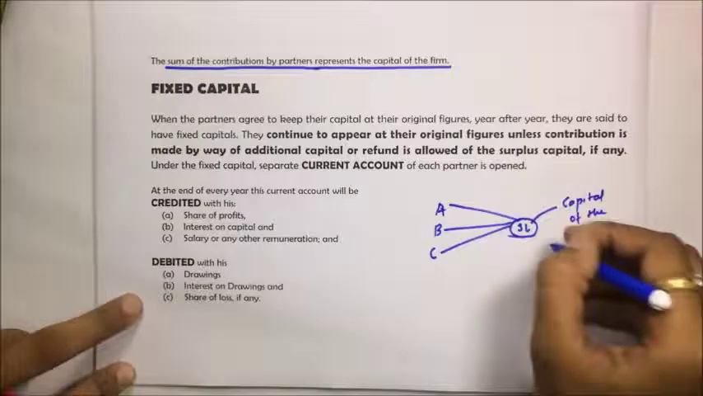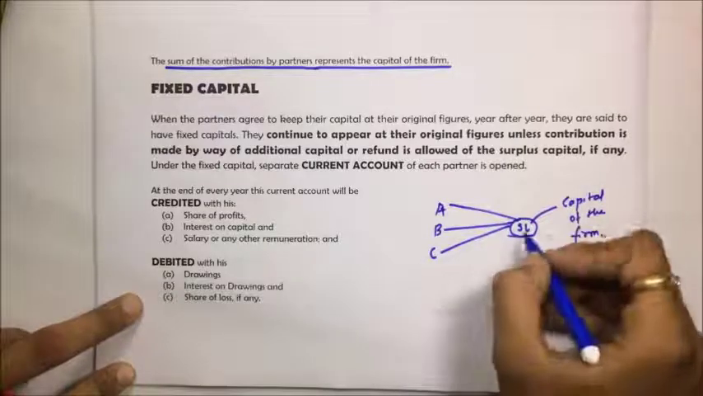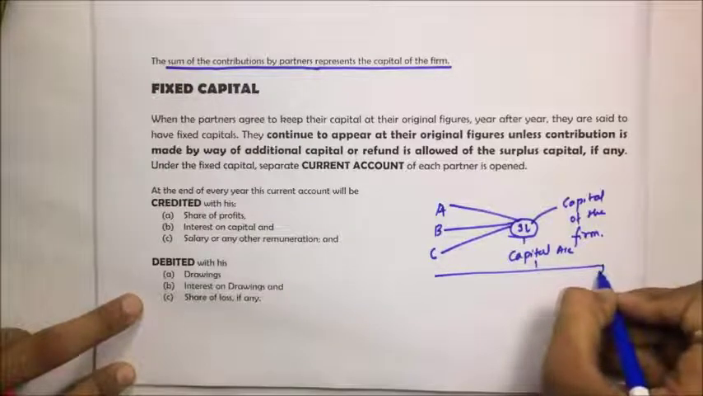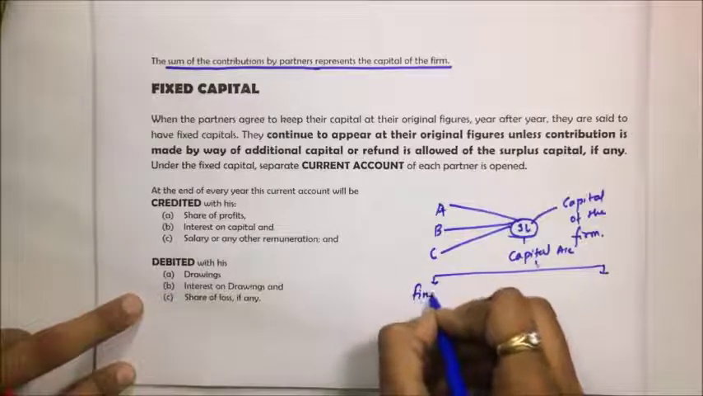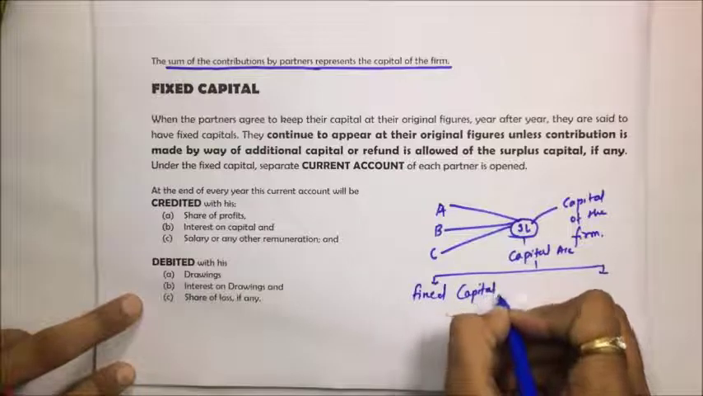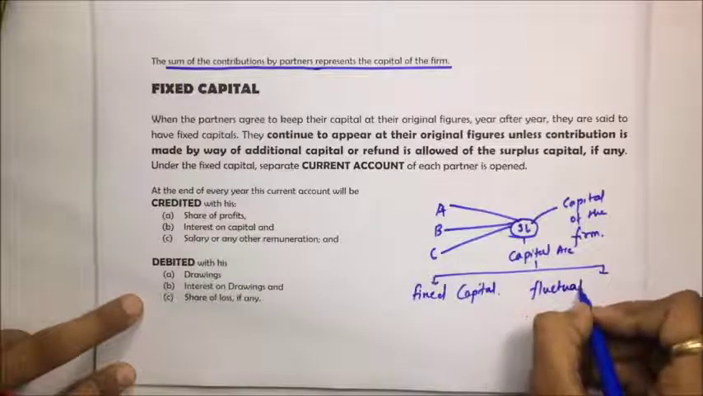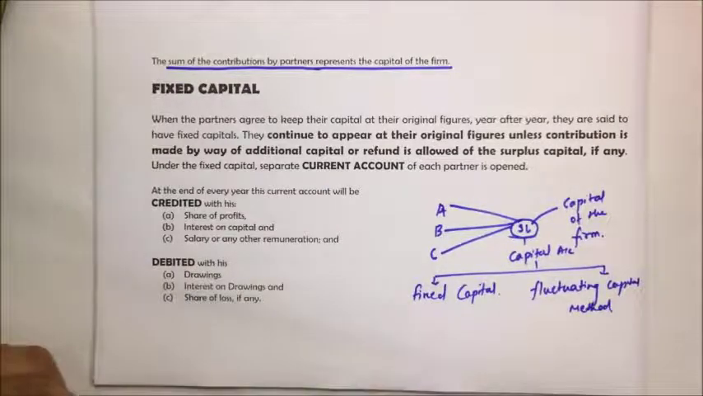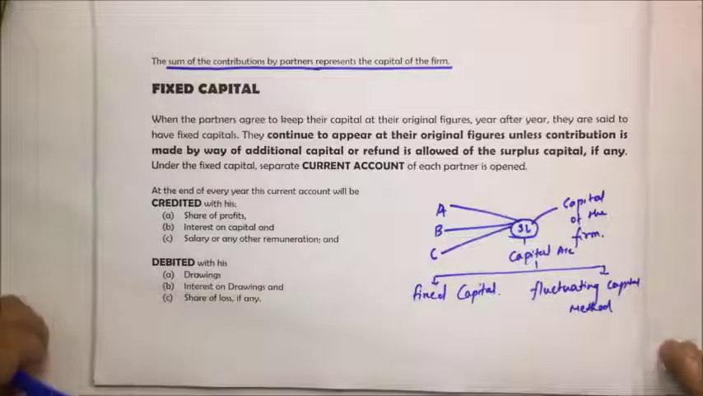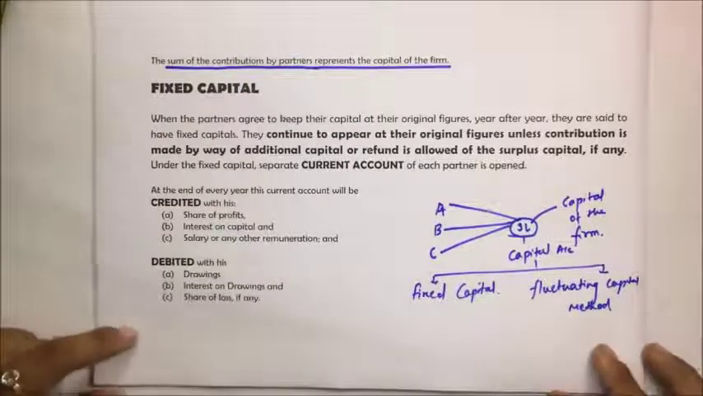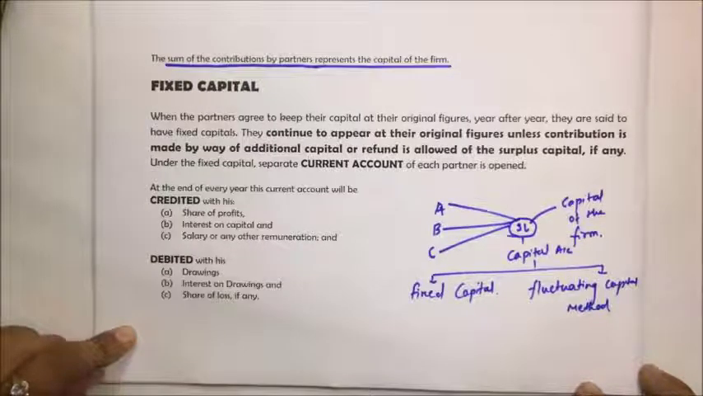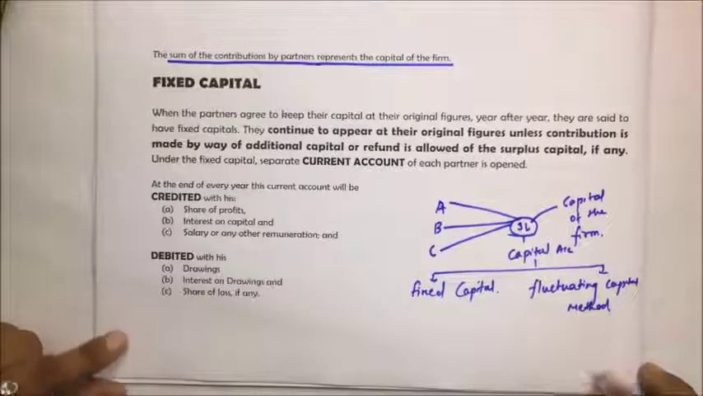Okay. This capital account can be made by two methods. First one is called the fixed capital method, and second one is called the fluctuating capital method. Okay, fixed capital method and fluctuating capital method. So we will discuss these in our next video. So please watch our next video for this concept. Thank you guys.